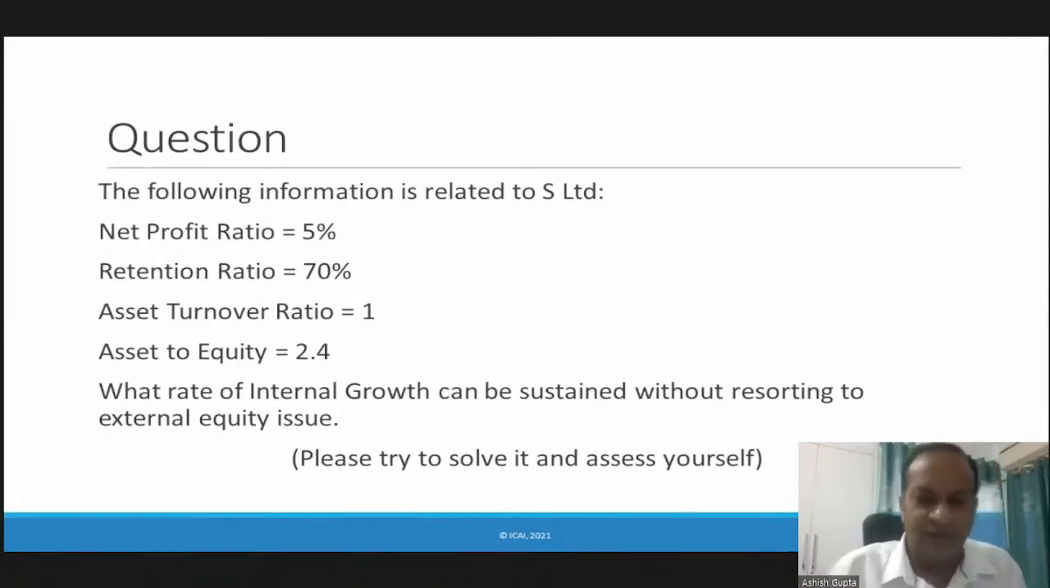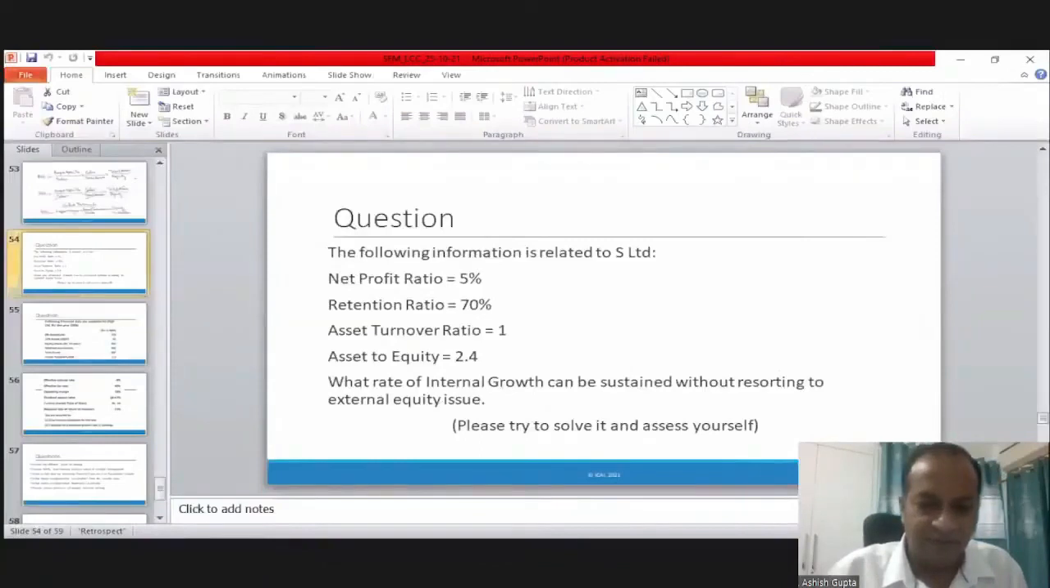Let me check whether I have received any answer. I think the students must be typing. Very good. Very good. Divya, Radha. Very good.